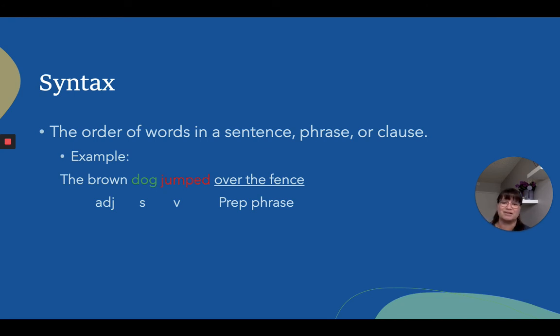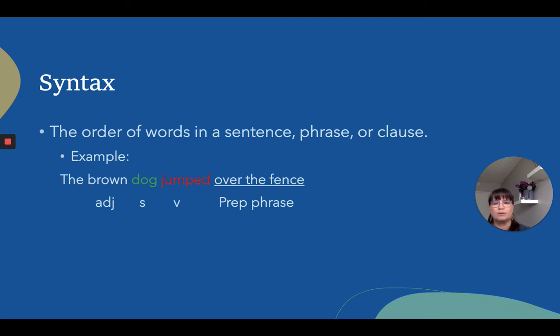Next, in structured literacy, is syntax. And syntax has to do with the order of words in a sentence, phrase, or clause. So, for example, the brown dog jumped over the fence. In this sentence, dog is the subject, jumped is the verb, there's your simple subject and simple predicate. And then brown, the adjective, comes before the noun in English, and over the fence is a prepositional phrase, which modifies the verb because it tells us where he jumped.